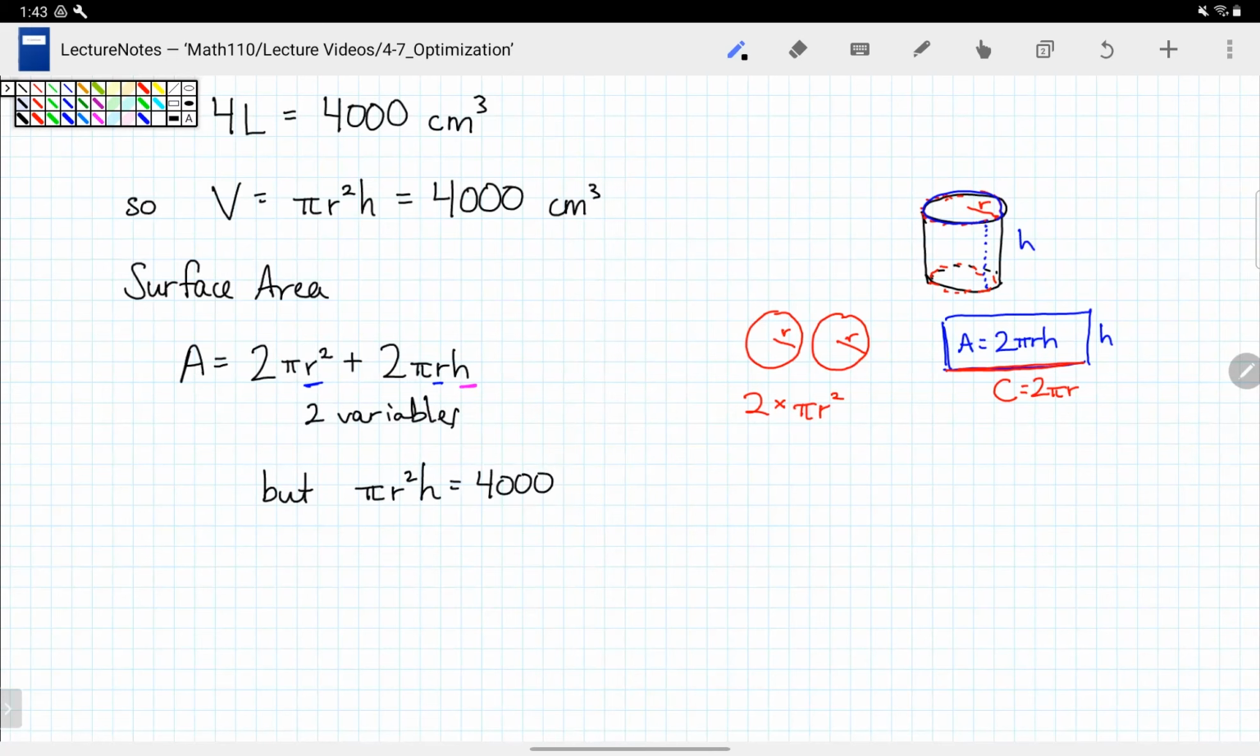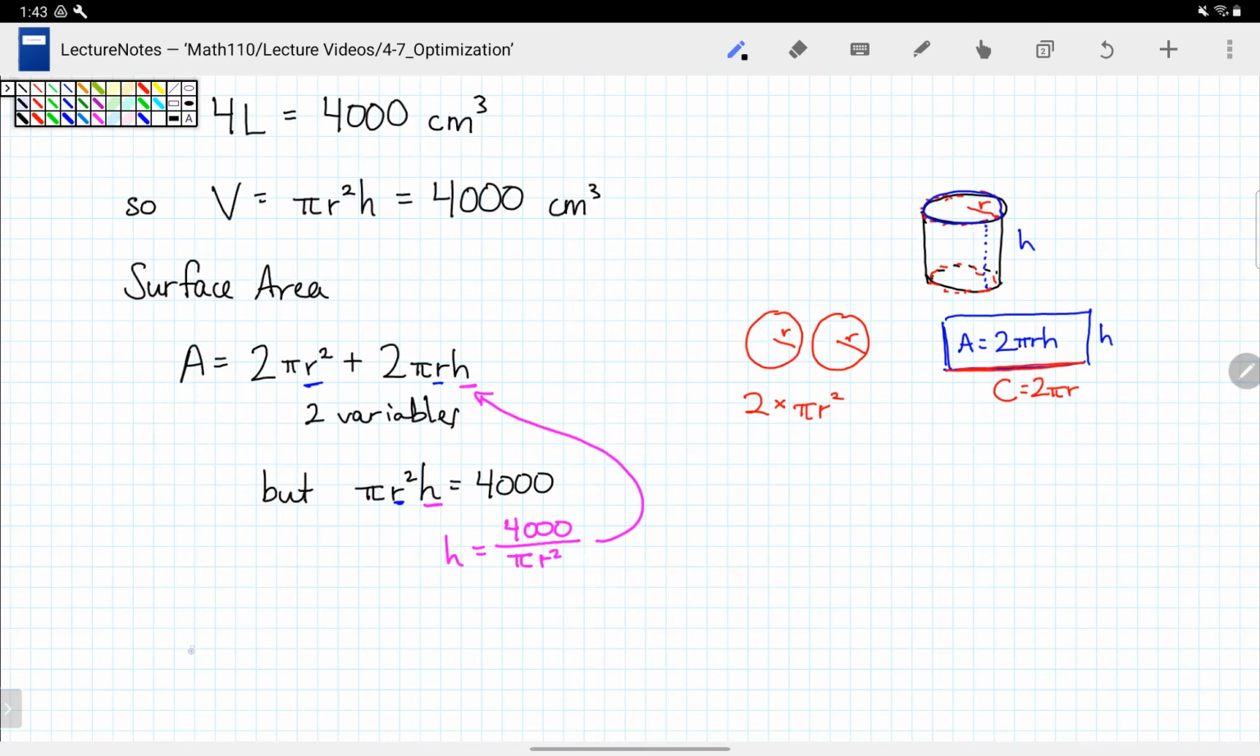So that means we could actually substitute for one of these variables. We could solve that equation for one of those variables and substitute it into the other equation. And I think in this case, it looks like it's much easier to solve for h than it is for r. So I'm going to solve for h. H is 4,000 divided by pi r squared. And I'm going to substitute it in for the h there.